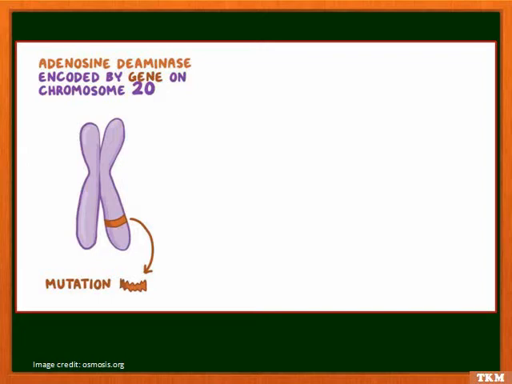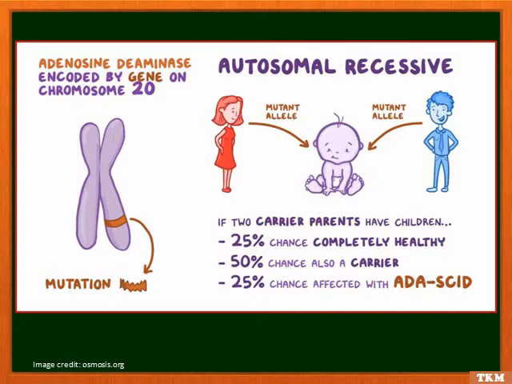When a mutation occurs in this chromosome, what happens? It is an autosomal recessive disorder. That means if both the parents are carrying the gene, two carrier parents, and they have a child, there is a 25% chance the child will be completely healthy, a 50% chance that the child will be a carrier, and a 25% chance that the child will be affected with ADA-SCID.